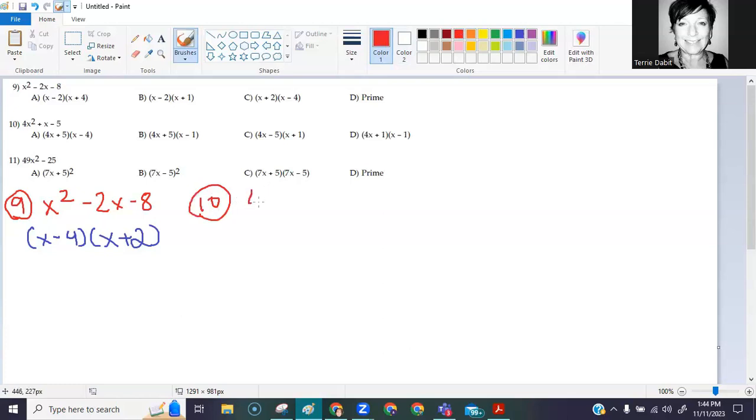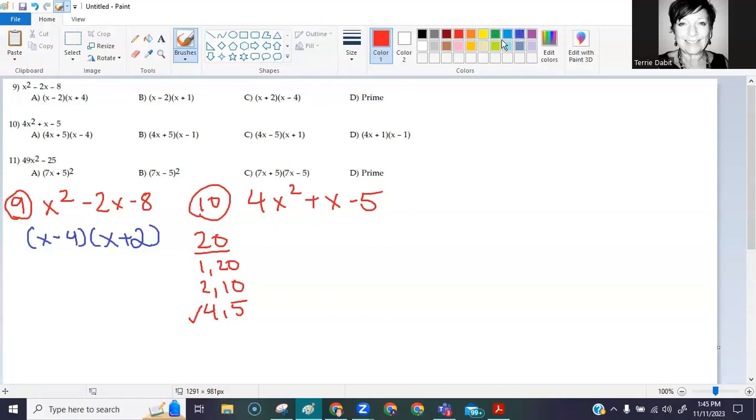Number 10 is AC method. A times C is 20. So I have to figure out what numbers will give me 20. 1 and 20 will, 2 and 10 will, also 4 and 5 will. And so which one of these in combination will give me the one in the middle? And it's going to be the 4 and the 5.